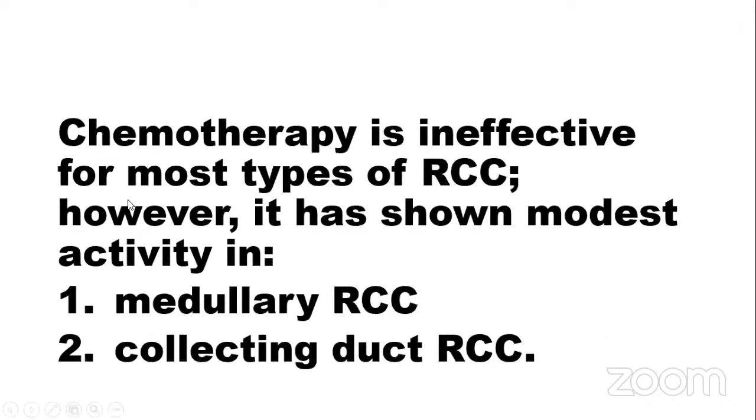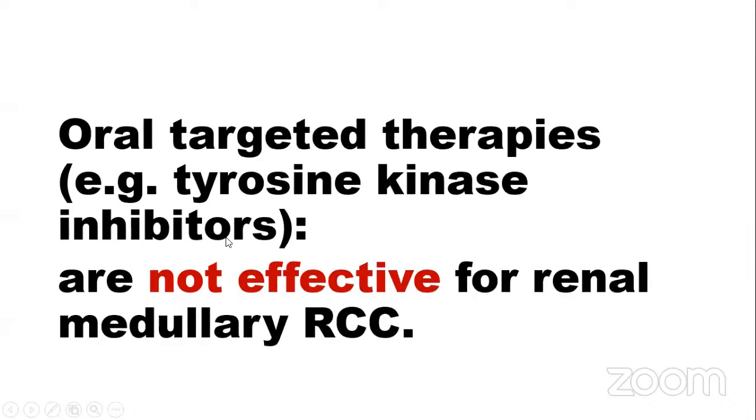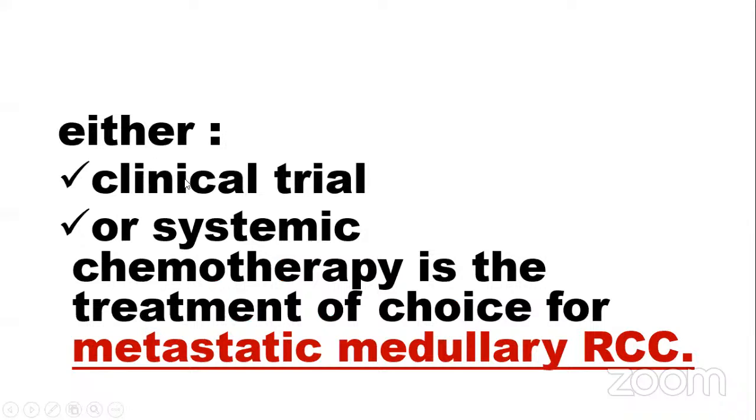Chemotherapy is ineffective for most types of RCC, unfortunately. However, it has shown modest activity in medullary RCC and collecting duct RCC. Oral targeted therapies, for example tyrosine kinase inhibitors, are not effective for renal medullary RCC. Either clinical trial or systemic chemotherapy is the treatment of choice for metastatic medullary RCC. So the best way is a clinical trial or systemic chemotherapy.